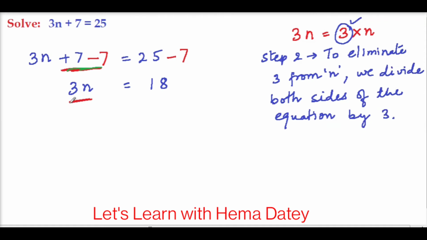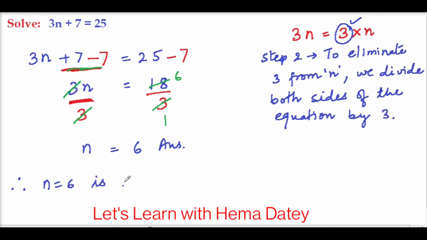So when we divide both sides by 3, on the left hand side 3 will be cancelled. On the right hand side we get 6. So n equals 6 is the answer. We write therefore n equals 6 is the solution of the equation.